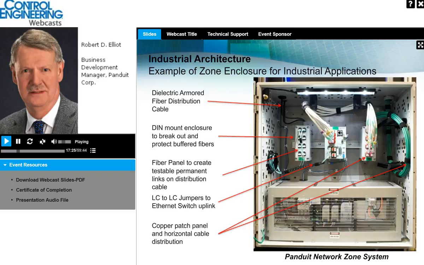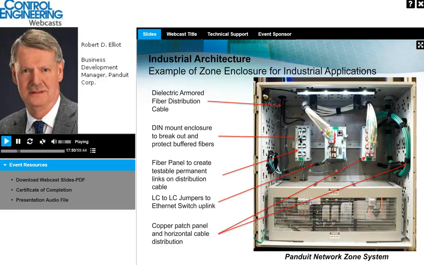This is an example of a zone enclosure that's used for industrial applications. In a typical plant floor, these would be located, for example, on a pillar or in some kind of a support arrangement that's actually on the floor, especially installed for it.